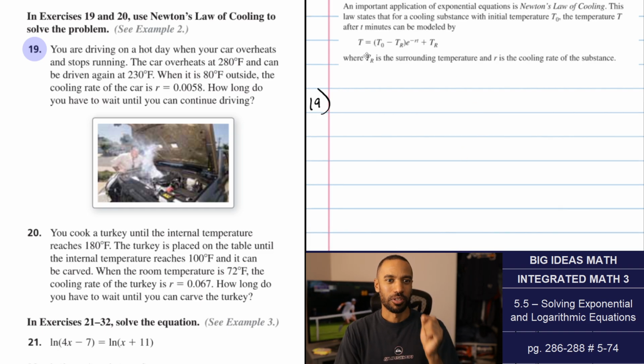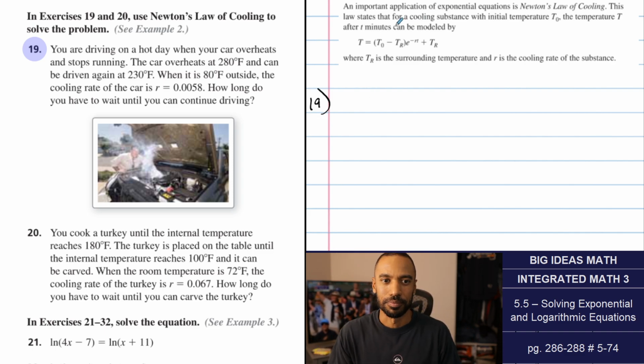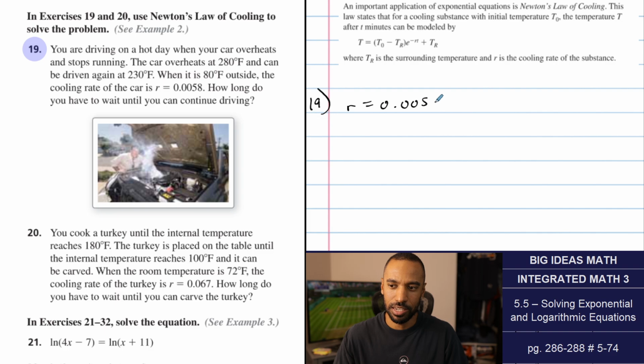So use Newton's law of cooling to solve the problem. You are driving on a hot day when your car overheats and stops running. The car overheats at 280 degrees Fahrenheit and can be driven again at 230 degrees Fahrenheit. When it's 80 degrees outside, the cooling rate of the car is R equals blank. How long do you have to wait until you can continue driving? So I know that R is this, and I know we need to solve for T. I need to figure out which ones represent what. Temperature T after T minutes.